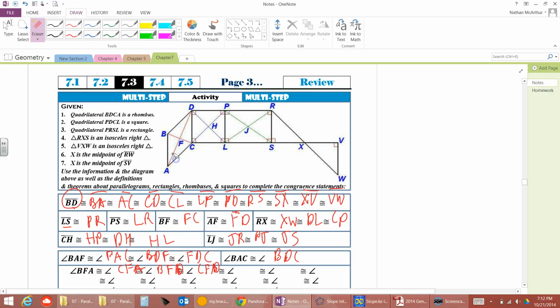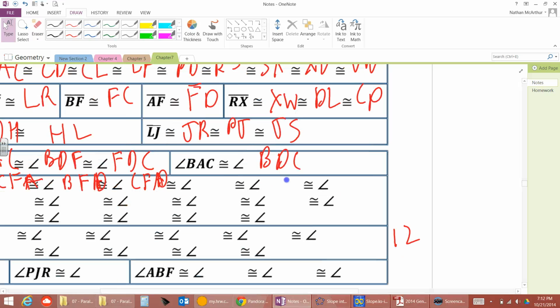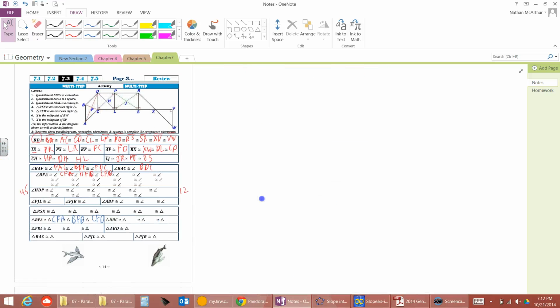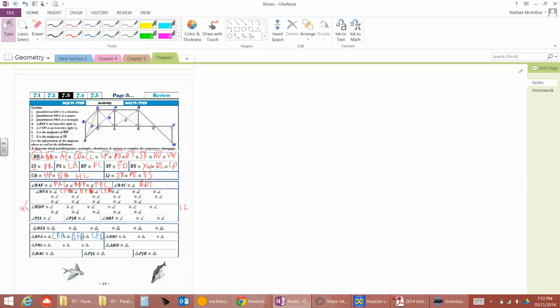I love this picture, and I love how much information you get off of it for your activity. Okay, so this all needs to be filled in for your notes. Every one of them is going to count. I strongly recommend you do each and every one of them if you didn't make it to class.